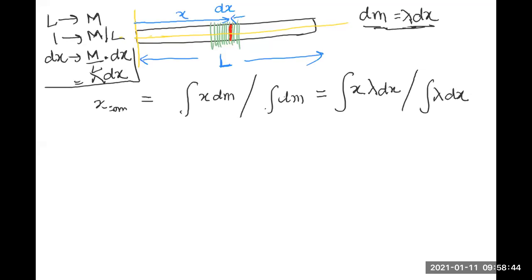Okay, so let me just rewrite this properly. I can take lambda out of the integral because it is a constant. And outside they just cancel out. Yeah. Now comes the very important part.